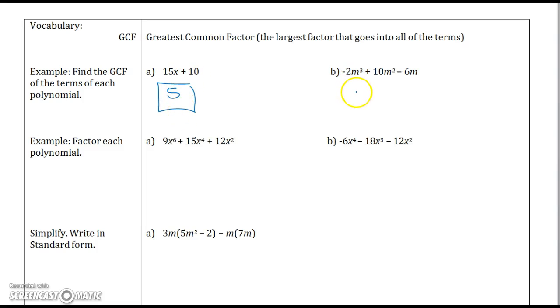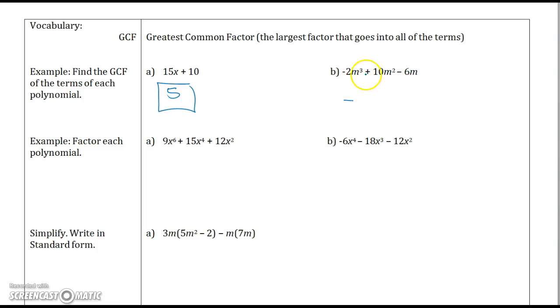Okay, now looking at b, I have negative 2m cubed plus 10m squared minus 6m. This is where things get a little bit tricky because we say find the GCF, but truthfully speaking, if your leading coefficient is negative, you're going to be claiming the GCF is a negative because we're going to factor out this negative so that we can always start on a positive note. I'll get more to that in just a little bit. So because it starts with a negative number, it is in standard form.